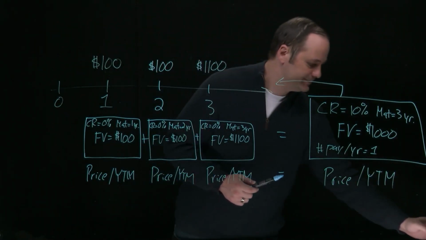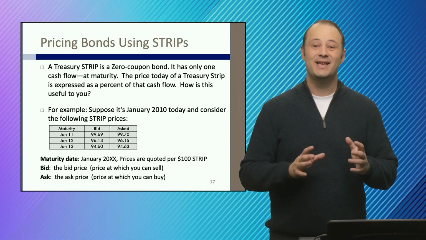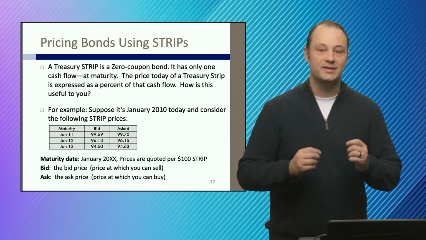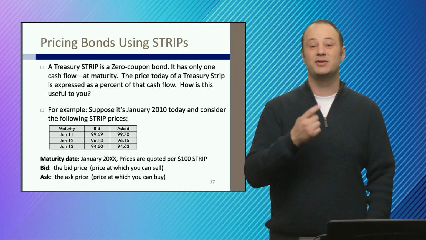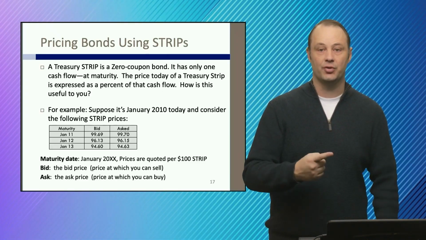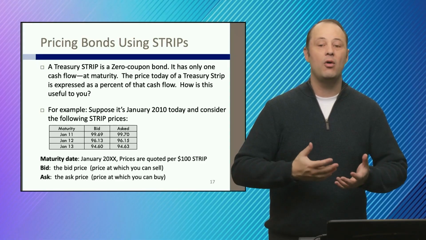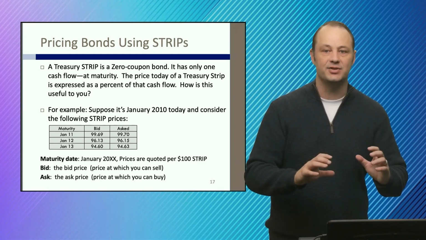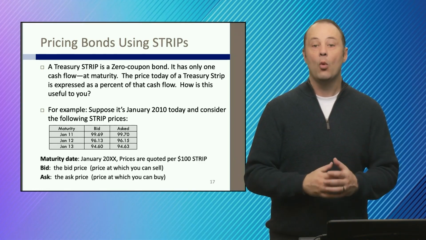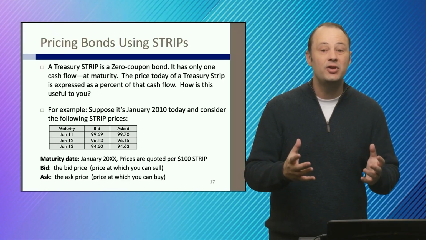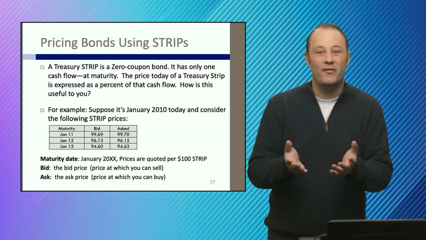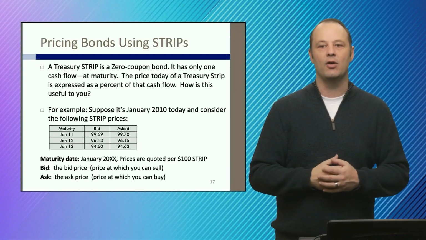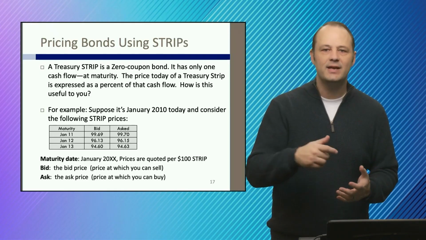All right, back to our slides. Zero coupon bonds issued by the U.S. government are called treasury strips. So a treasury strip is a zero coupon bond, which remember means it only makes one payment, just the payment at maturity. When thinking about how the prices of treasury strips are communicated, they're quoted as a percentage of that maturity payment. We're going to see this is quite useful to us because we can use treasury strips, which individually are very simple bonds, to price a more complicated coupon bond, just like we did over in our glassboard work.